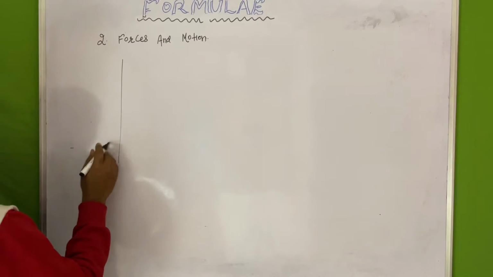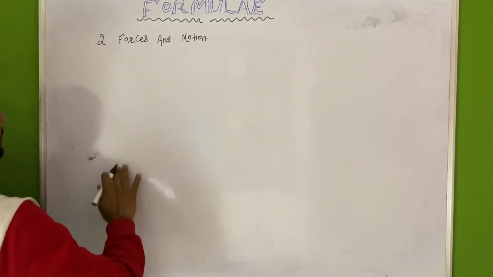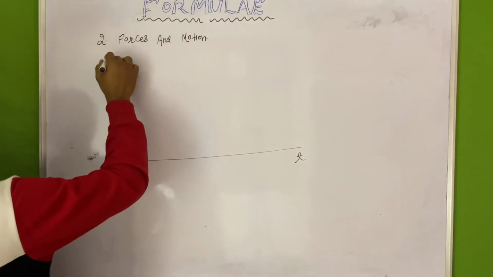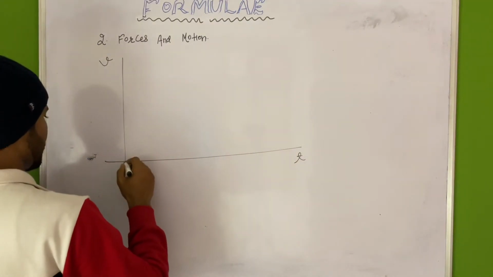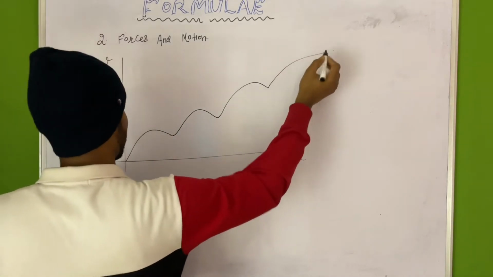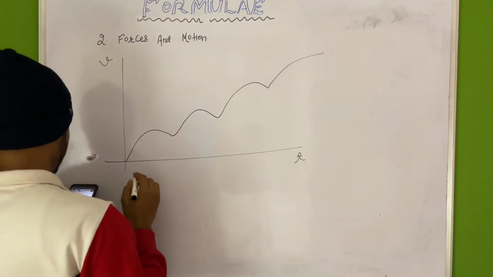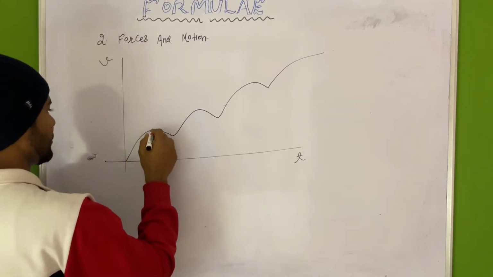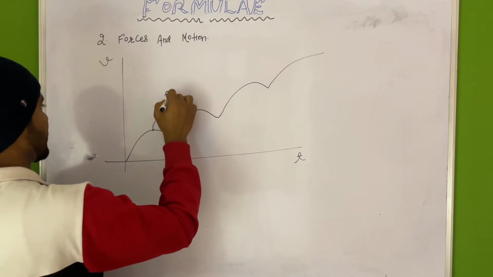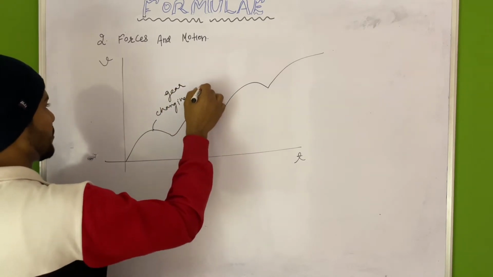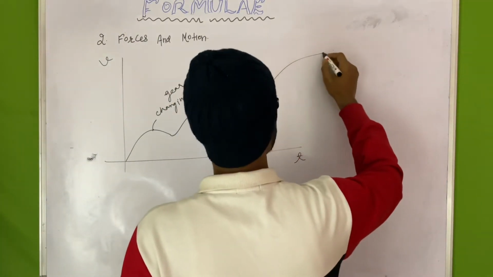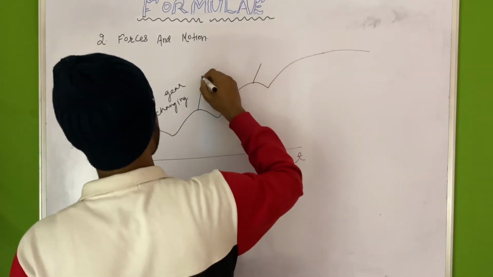Then again we have this V-t graph, V is velocity and T is time. Here the vehicle is changing gear. Similarly at this point, and all these points, the vehicle is changing gear.